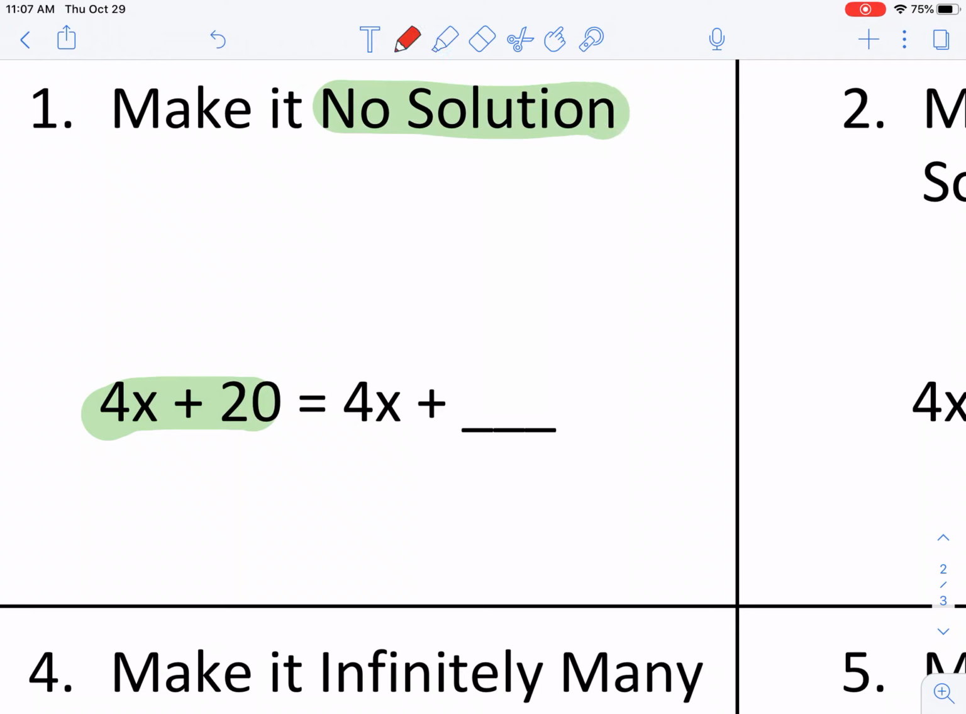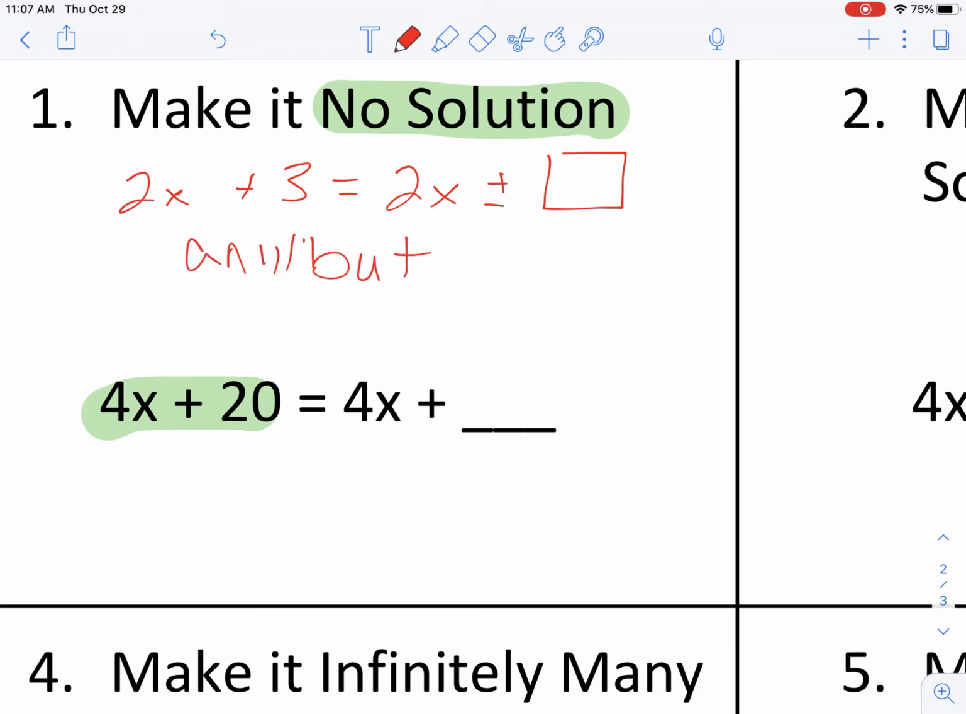One thing that you have to remember about no solution is that 2x plus 3 equals 2x plus or minus a number. And what's important is this can be any number but 3. Any number but 3. So it could be -1, it could be +1, it doesn't really matter.